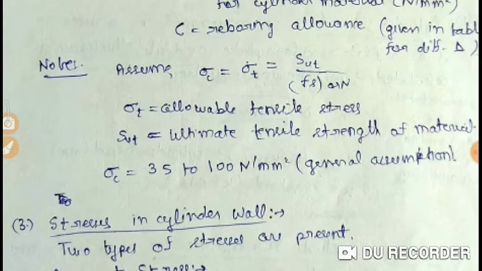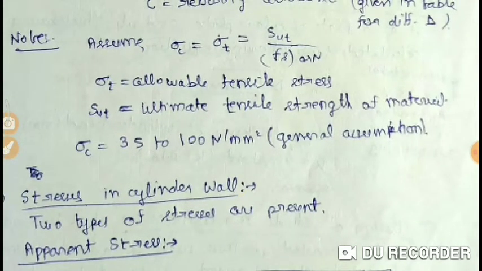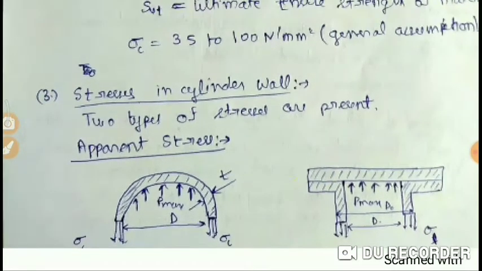Now next, this is very important: sigma c is equal to sigma t, the permissible circumferential stress, which is equal to SUT divided by factor of safety. Sigma t is the allowable tensile stress, because you already know that the circumferential stress is taken as the tensile stress. SUT is the ultimate tensile strength of the material. Sigma c is equal to 35 to 100 Newton per millimeter square. That is the general value of the permissible circumferential stress.